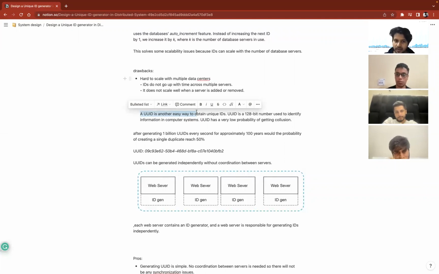From Wikipedia, it says that after generating 1 billion UUIDs every second for approximately 100 years, the probability of creating a single duplicate will reach 50%. That's for the length of 128 bits. If you keep running the algorithm for this much time, then there's a probability of 50% that you will create one duplicate.